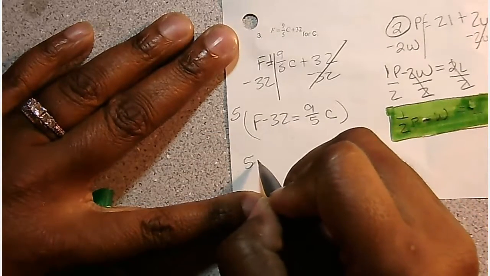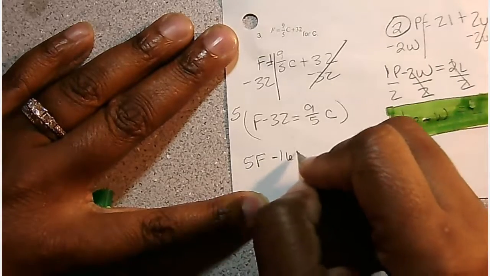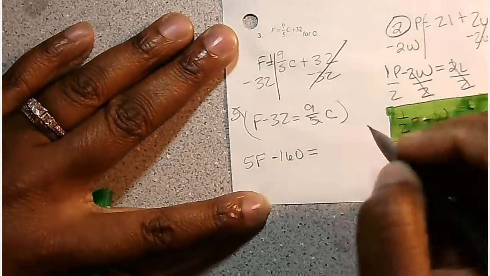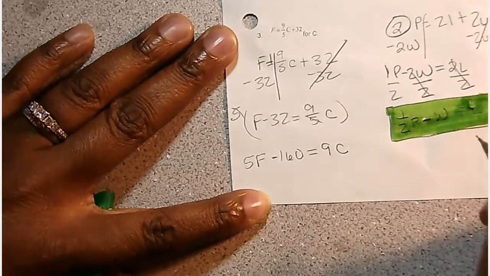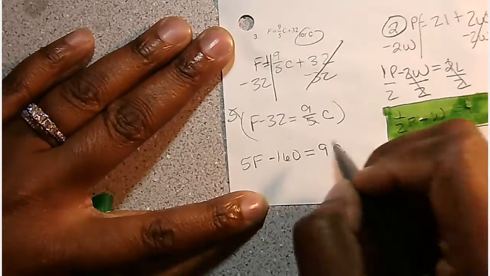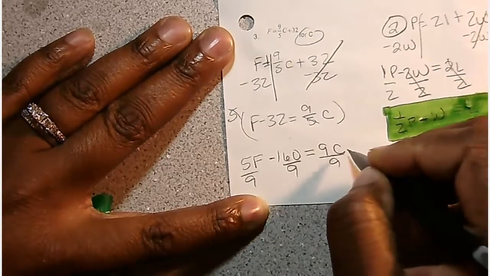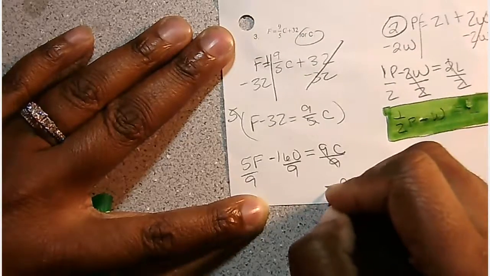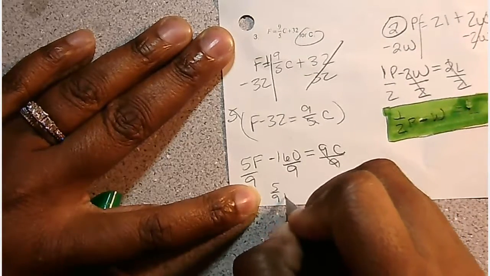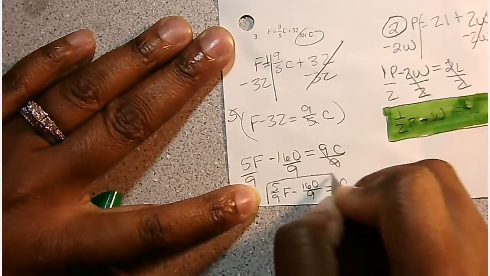So this becomes 5F minus 160 equals, that cancels, 9C. And I'm solving for C. So I got to divide everything by 9. So C equals 5 over 9 F minus 160 over 9.